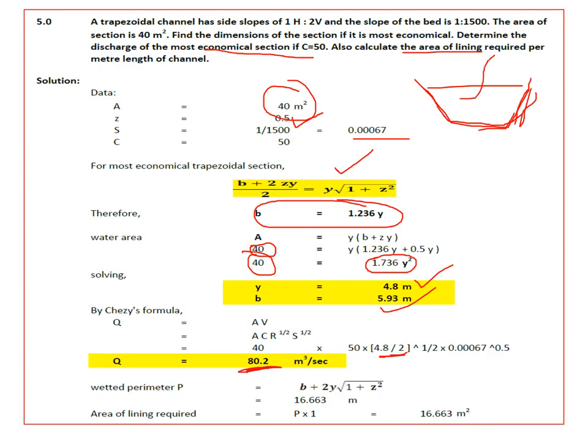Therefore, again the wetted perimeter is b plus 2y root of 1 plus z square. Substitute the values of b, y and z, and you will get 16.66 meters. Therefore, multiply by 1, so the area of the lining is 16.663 meters square.